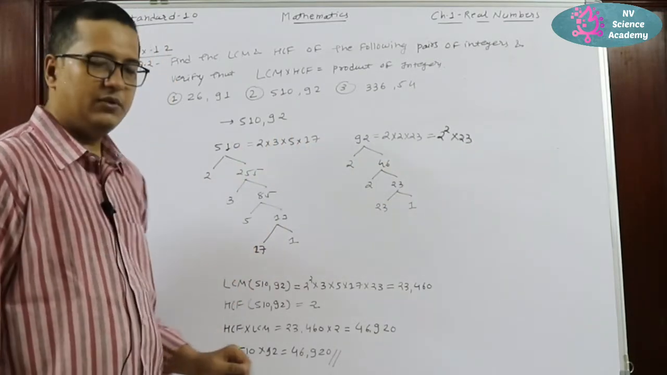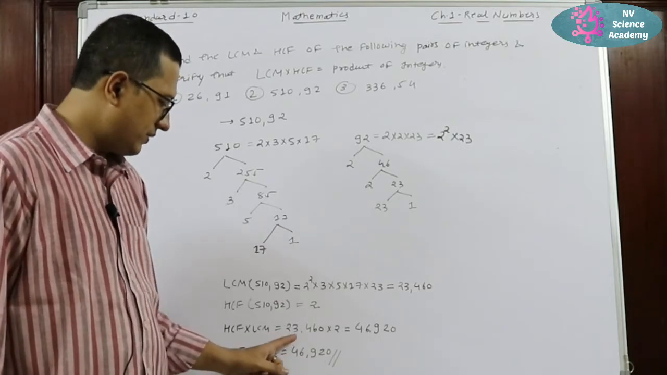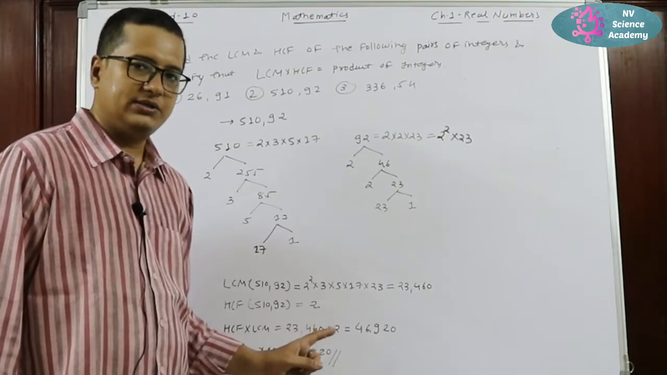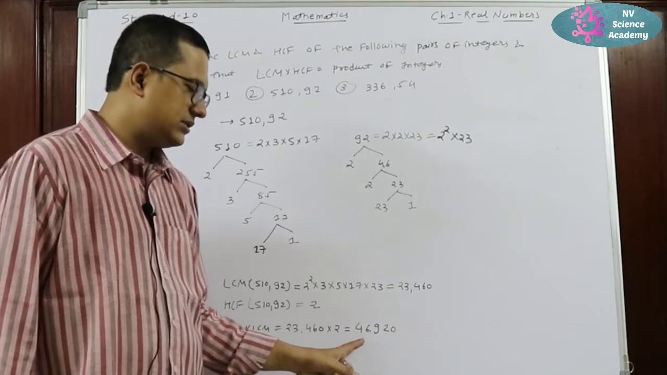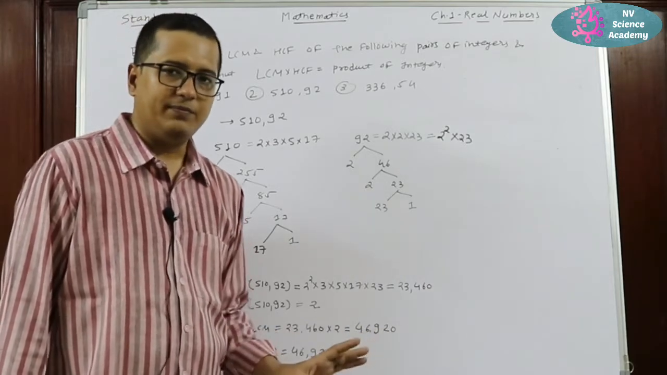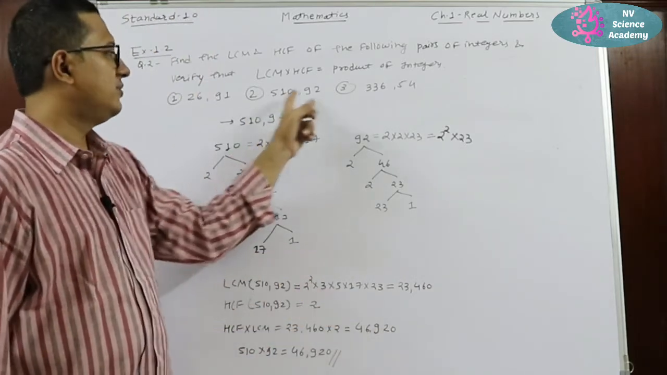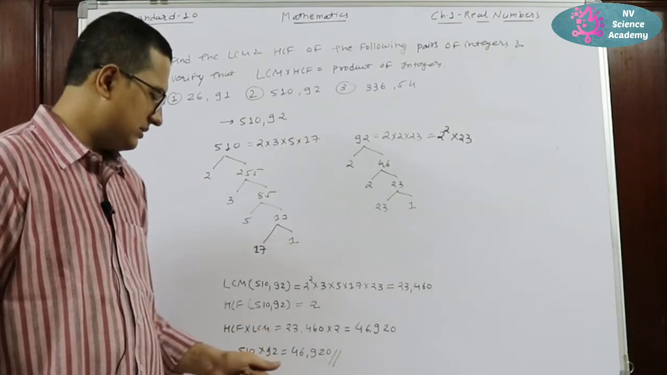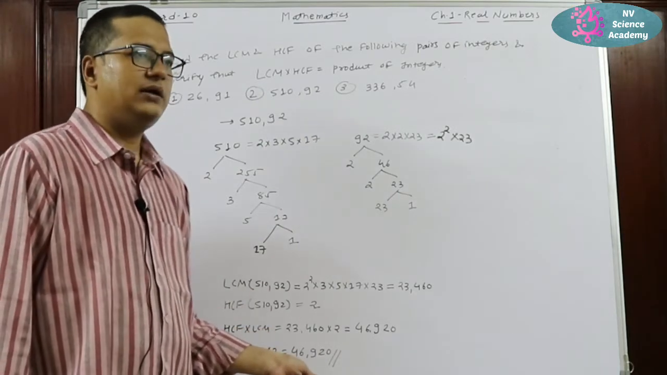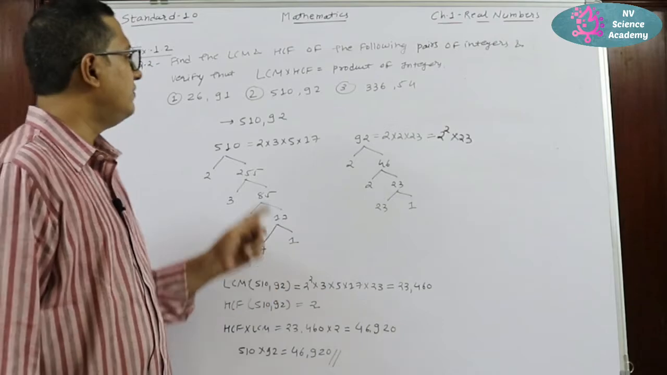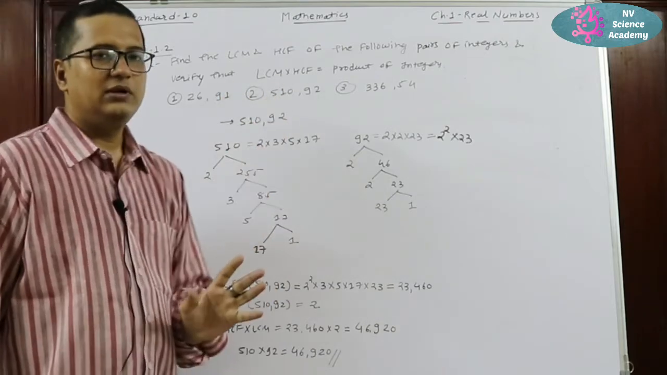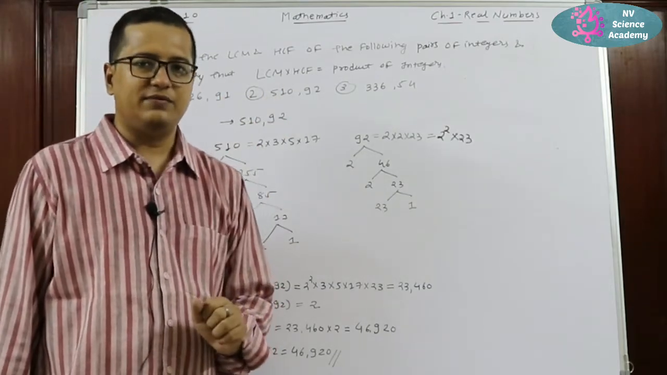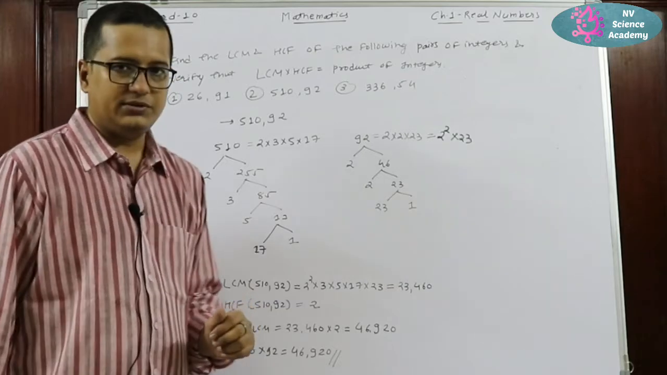Now HCF multiplied by LCM is equal to 23,460 multiplied by 2, which is equal to 46,920. If you multiply 510 and 92, then you will get the same answer, that is 46,920. So here we have verified the given equation that LCM multiplied by HCF is equal to product of integers.